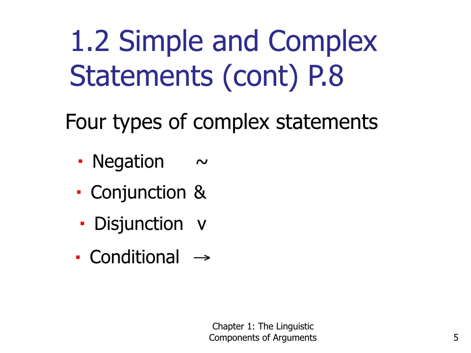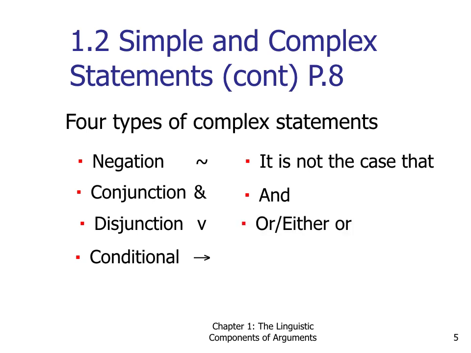So starting at the top with these four types of complex statements, the negation represented by the tilde or sometimes the minus expresses it is not the case that. Conjunction represented by the ampersand or a plus expresses and. Disjunction, represented by the small v, represents or as well as either or. And finally, our conditional and right arrow represents if-then statements. So those are our four types of complex statements.